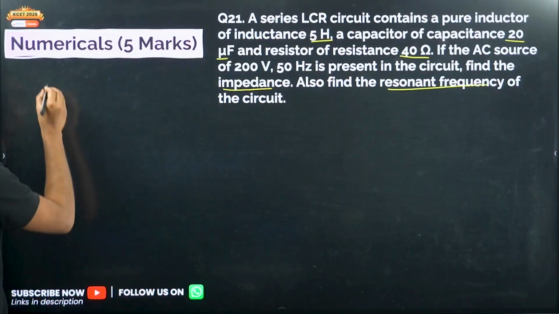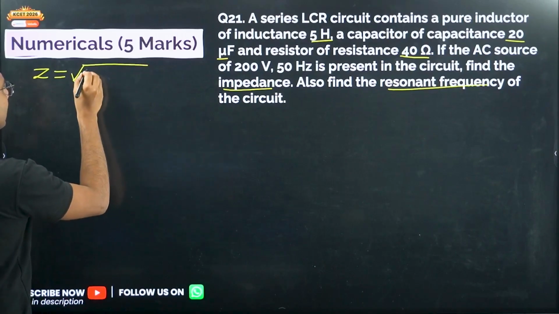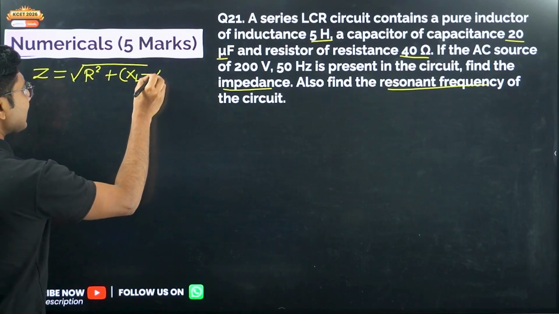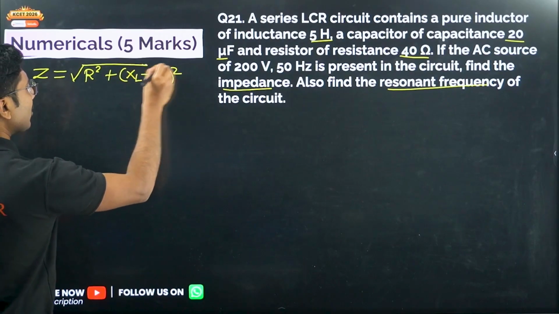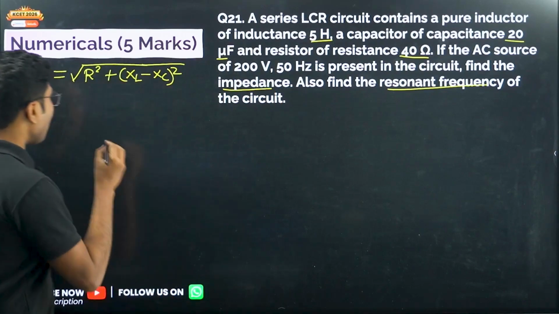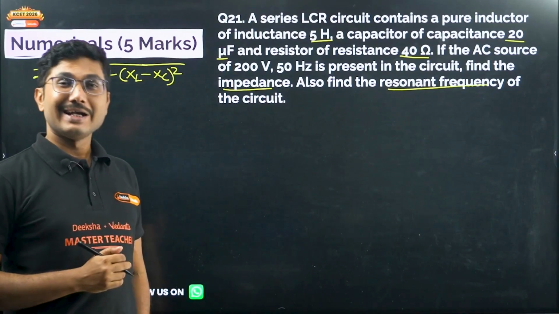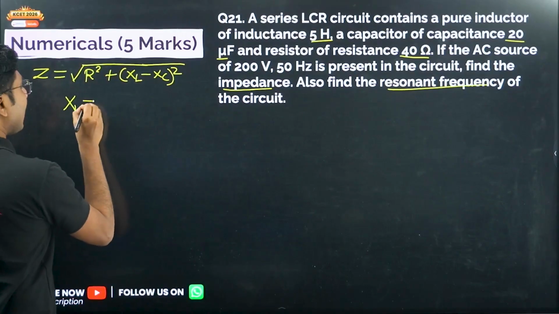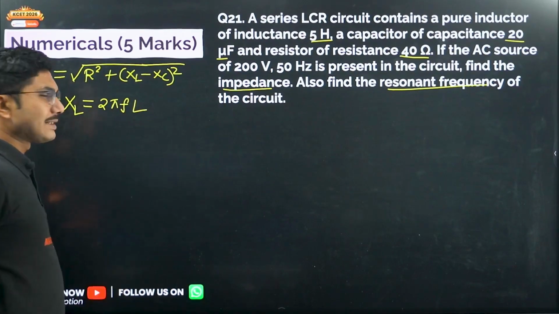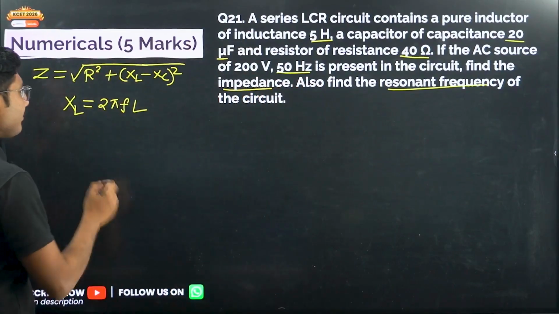First we will calculate the impedance. So what is the formula for impedance? Formula for impedance is Z equals square root of R square plus (XL minus XC) whole square. This is the first formula that you should remember from this chapter. Now what is XL? XL is called inductive reactance. What is its value? Its value is 2 pi F into L. As simple as that. So what is F here? Frequency of the source, which is given as 50 Hz.